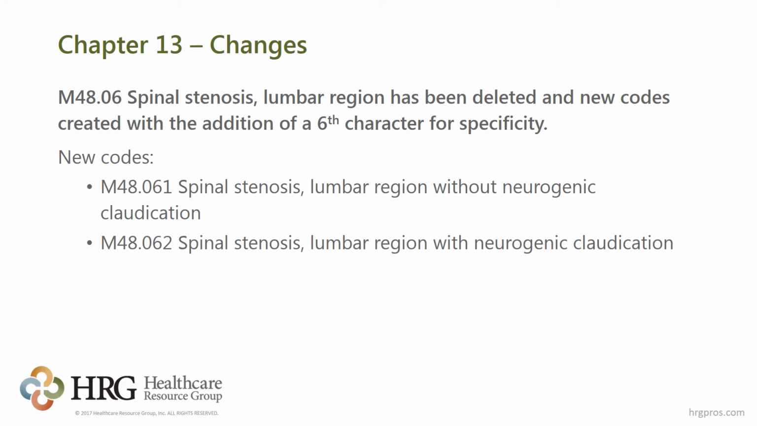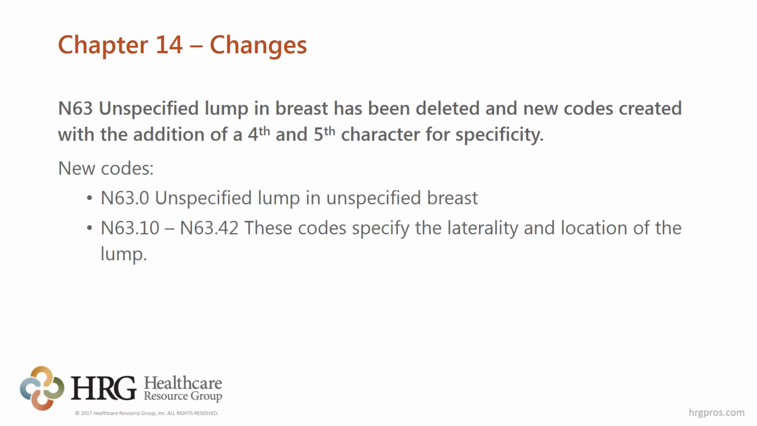There was only one code deletion in Chapter 13, and that was spinal stenosis of the lumbar region. 2 new codes have been added to replace that code, which now specify with or without neurogenic claudication. There was only one change noted in Chapter 14, and that change was the deletion of the code for unspecified lump in breast, and new codes were added that further specified both the laterality and specific location of the lump.